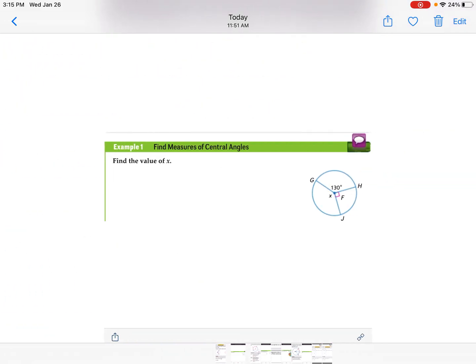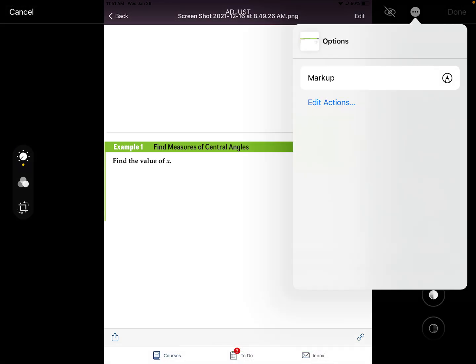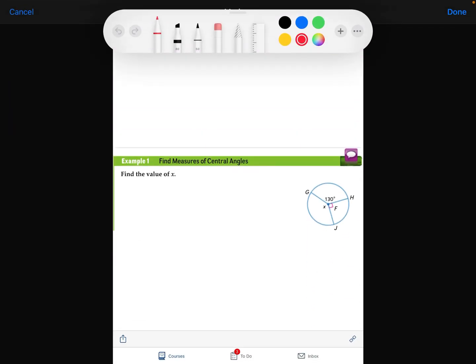All right, let's take a look at an example of how to apply this. This question tells us to find x. We have a 130 degree angle here, a 90 degree angle here, and the last one we're missing is x. But we know that in every circle, the central angles add up to 360. So we can say 130 plus 90 plus x equals 360.